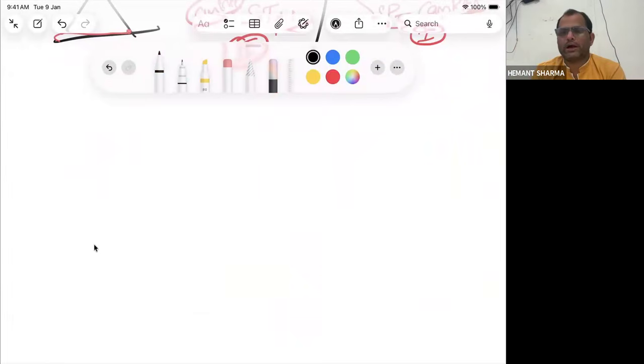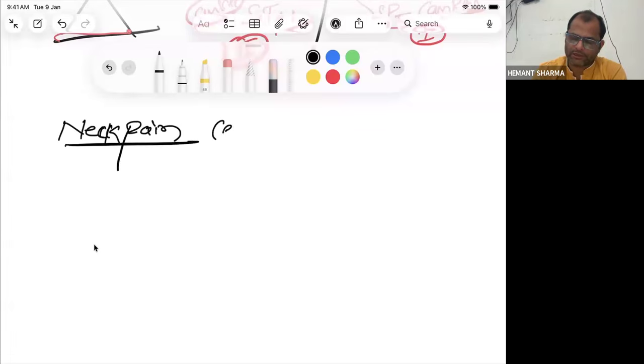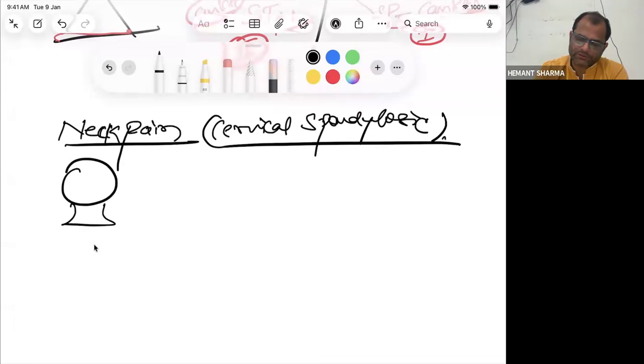So now I will take an example from the back side, the back part of the body. Suppose one person is having neck pain, maybe suffering with cervical spondylosis. So this is the person.